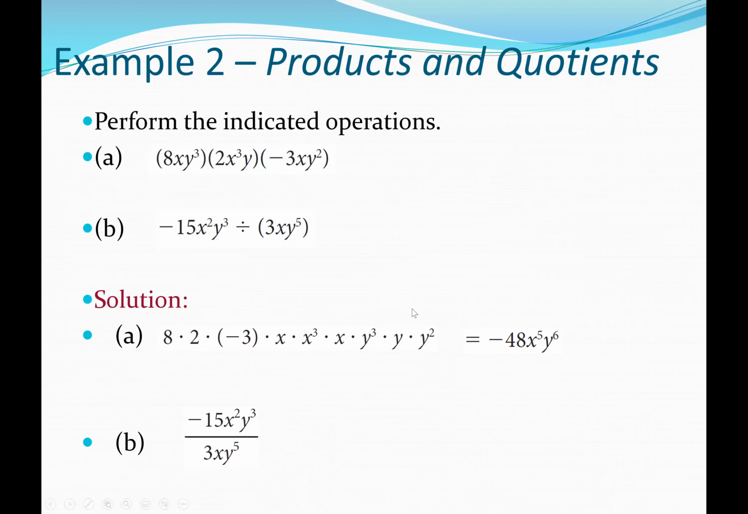So let's go through the steps here. Our answer will be -15 divided by 3, s squared divided by x, y cubed divided by y to the power 5. So we get -5x times 1 over y squared, because 3 is less than 5. So y will come down. So our final answer will be -5x divided by y squared.